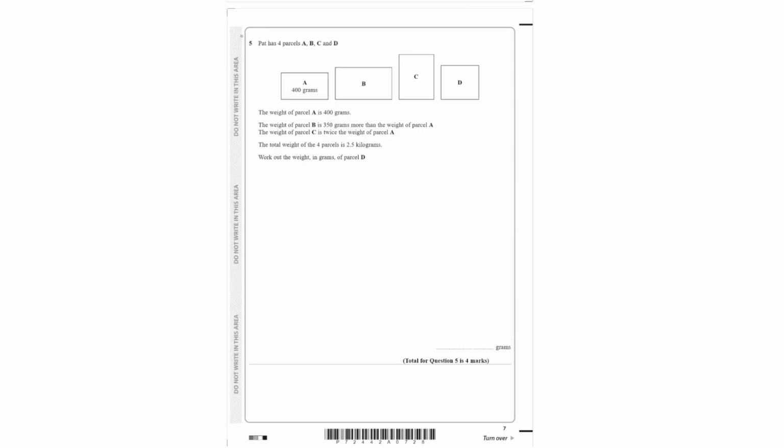Question 5. Pat has 4 parcels A, B, C, and D. The weight of parcel A is 400 grams, which is given.